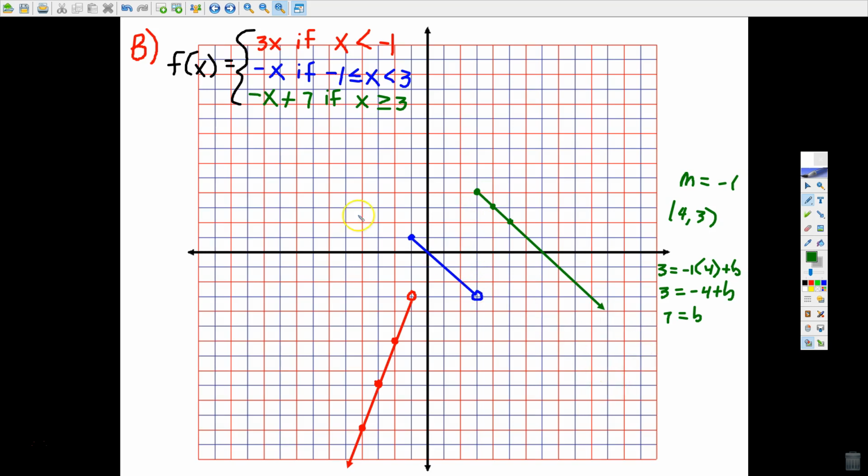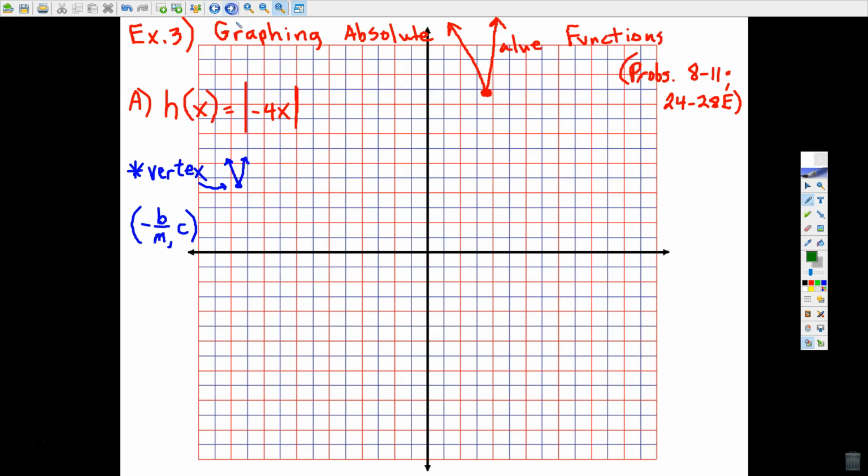Okay, so that takes care of piecewise defined, and let me give you 2 more examples of these absolute value functions. We've talked about these before, so this is just to refresh your memory.